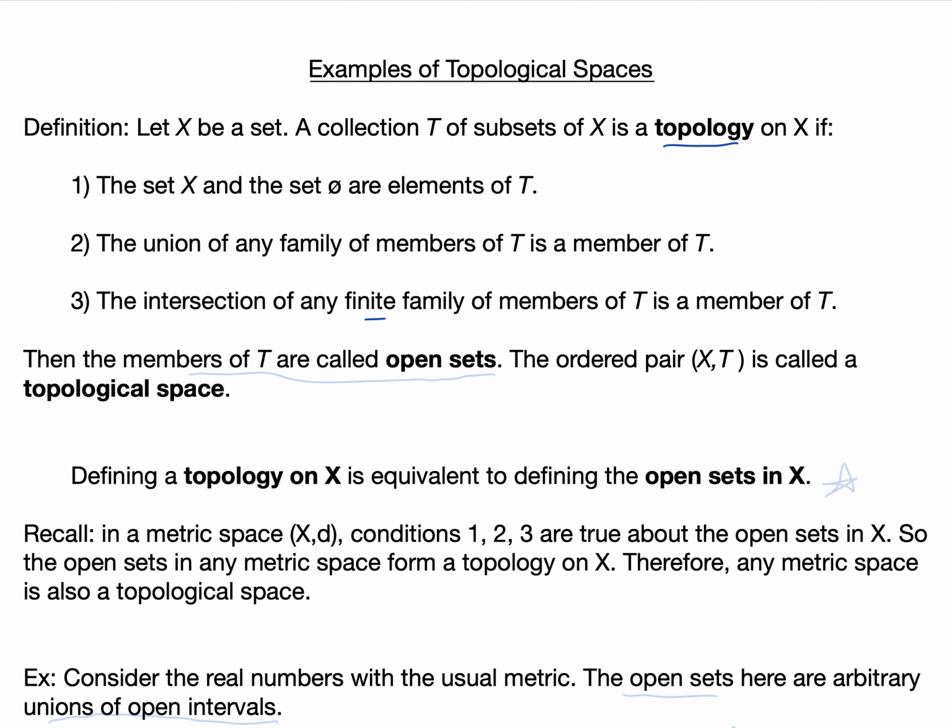So as we saw before, because the members of tau are open sets, defining a topology on X is equivalent to saying what the open sets in X are. So defining the topology is defining the open sets. Recall that in a metric space (X, d), conditions 1, 2, and 3 are always true about the open sets in that metric space. So that means that the open sets in a metric space form a topology on X, and therefore any metric space is also a topological space. So the open sets in a metric space are the sets in a topology for that metric space.